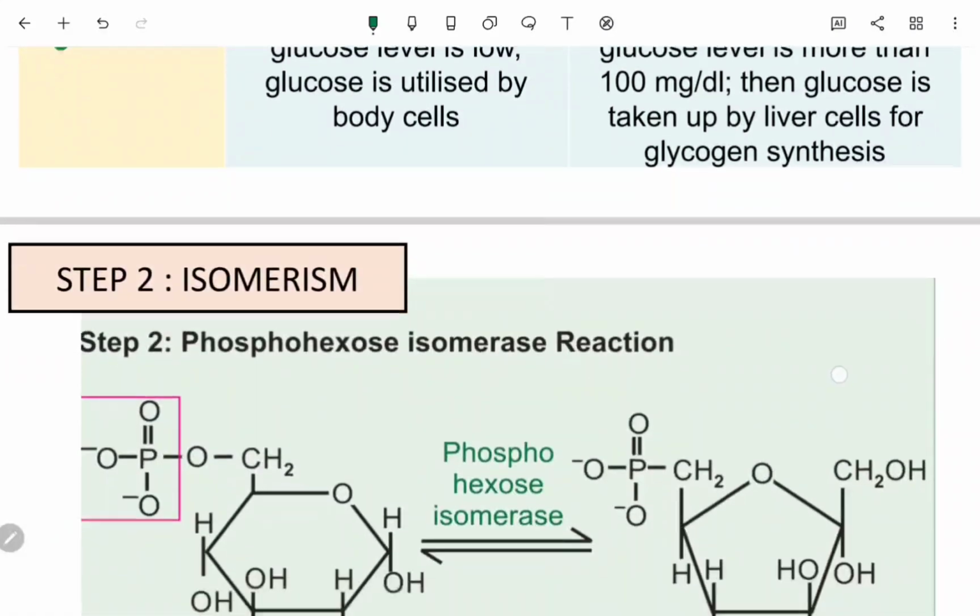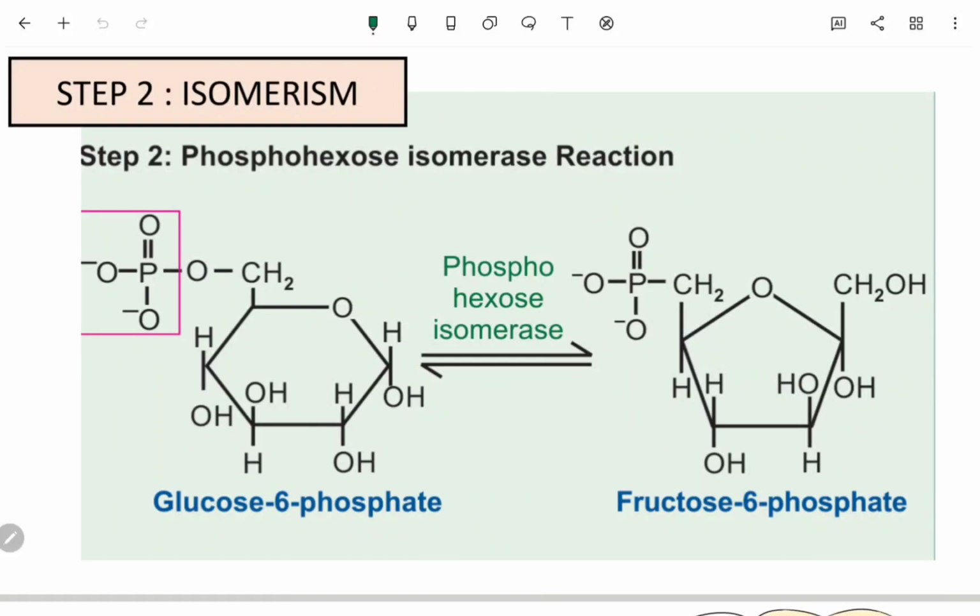Moving on to the second step, that is isomerism. As we can see here, the enzyme catalyzing this reaction is phosphohexoisomerase, and this is a reversible step. From the previous step, step number 1, we get glucose 6-phosphate, and using this particular enzyme, glucose 6-phosphate is isomerized to fructose 6-phosphate. That is step number 2.